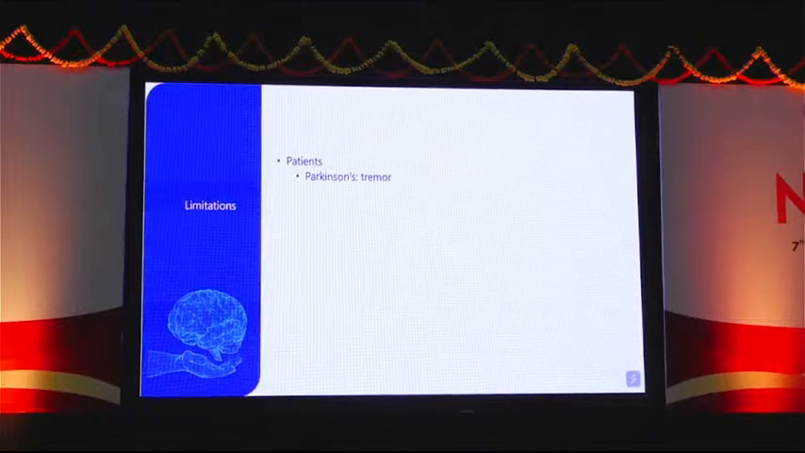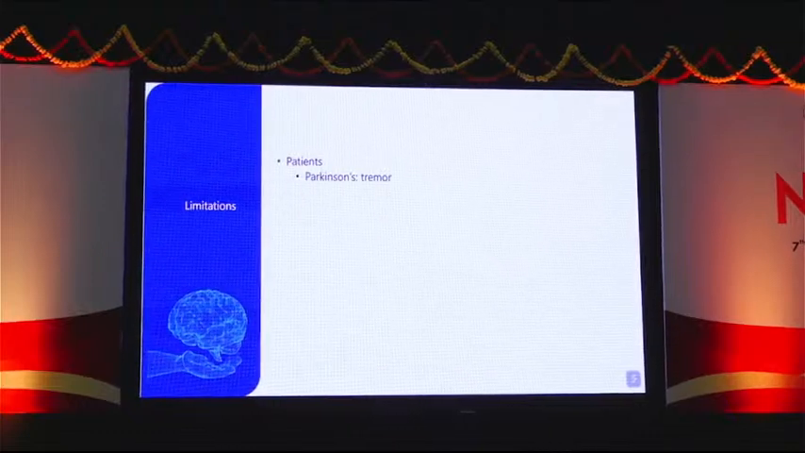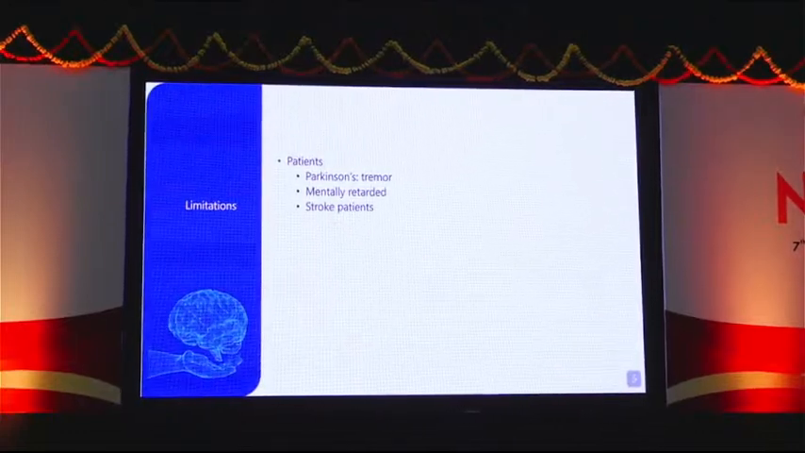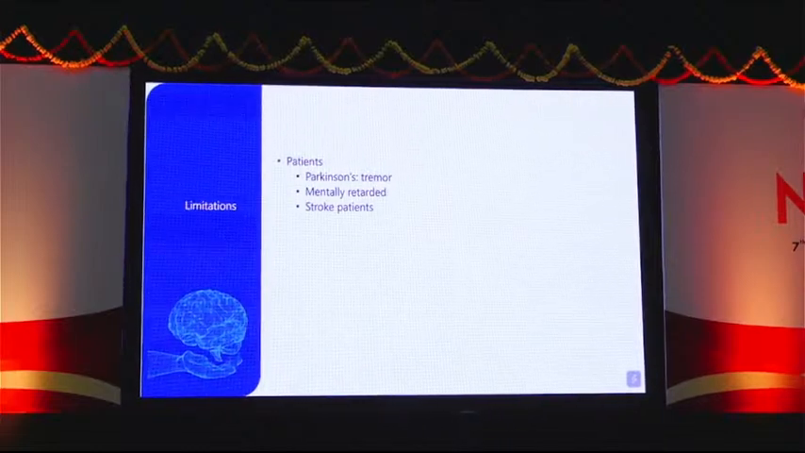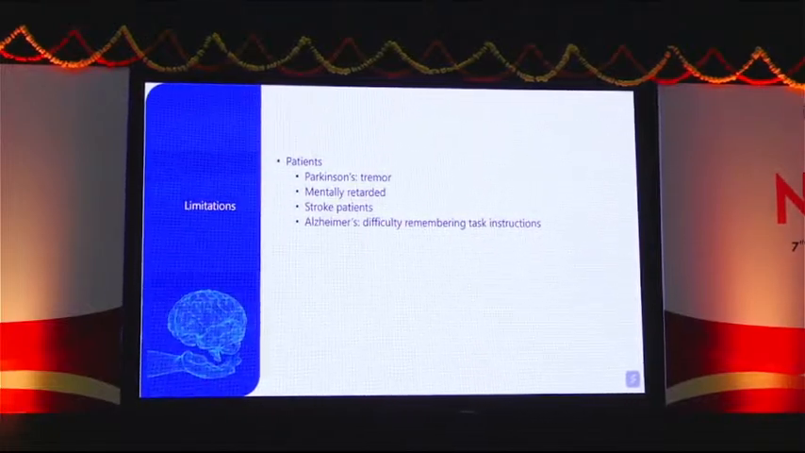And the limitations include patients with Parkinson's, because the patient may have severe tremor inside the MRI, it may be difficult for them to comprehend the information we are giving. And mentally retarded patients are also not covered for fMRI, because they may not be able to accept the command given from the console. And sometimes Alzheimer's patients also find difficulty remembering the task where we give the instructions.